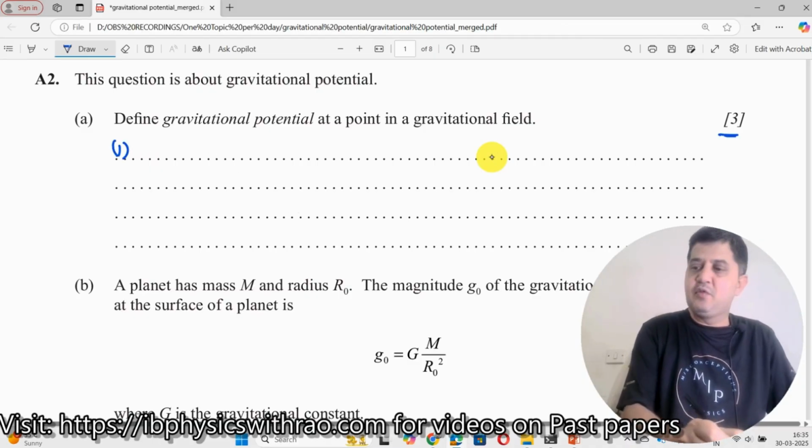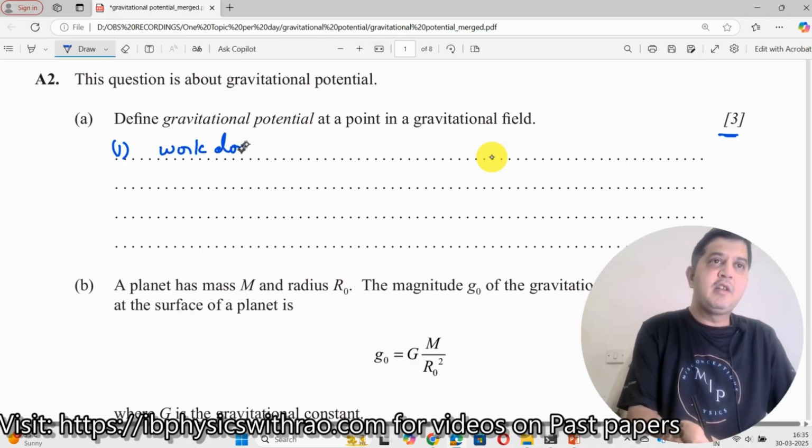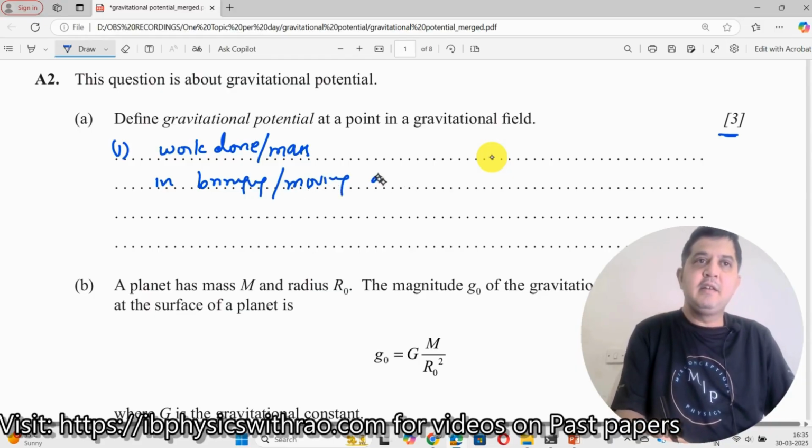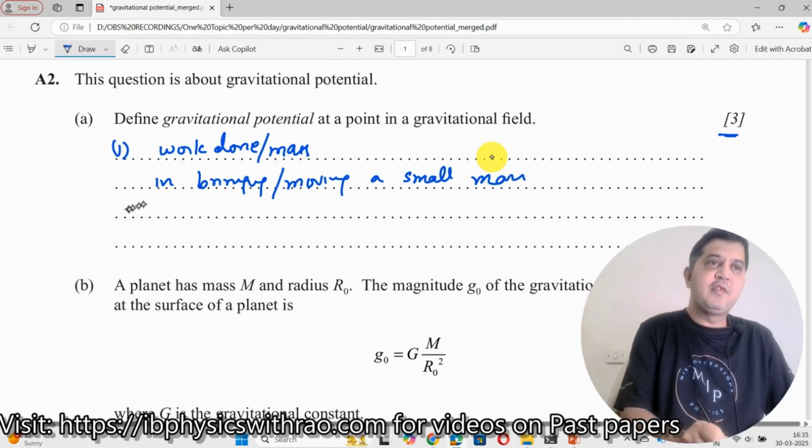The first mark would be something like: gravitational potential is nothing but work done per unit mass in bringing, or maybe you can use moving, a small mass from infinity to that point in a gravitational field.